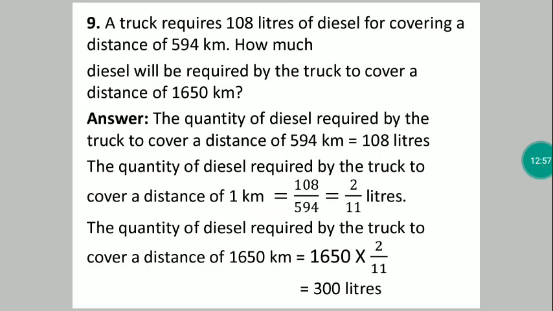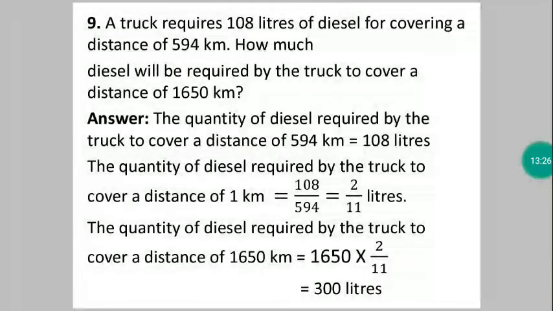Now question number 9. A truck requires 108 liters of diesel for covering a distance of 594 km. How much diesel will be required by the truck to cover a distance of 1650 km? Here the quantity of diesel required by the truck to cover a distance of 594 km is 108 liters. The quantity of diesel required to cover a distance of 1 km is 108 upon 594.